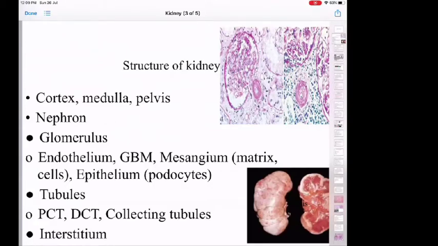In tubules, there is PCT, proximal convoluted tubules; DCT, distal convoluted tubules; and CT, collecting tubules; and interstitium.